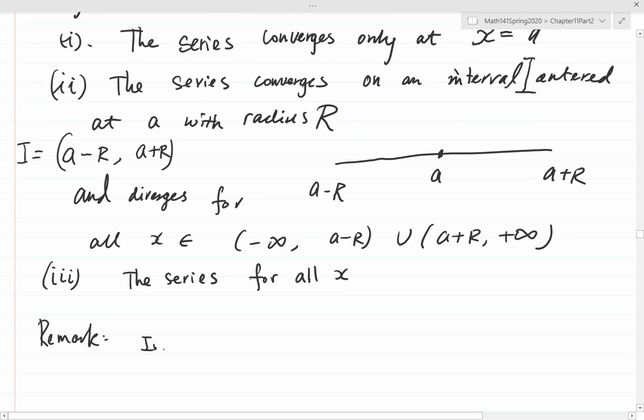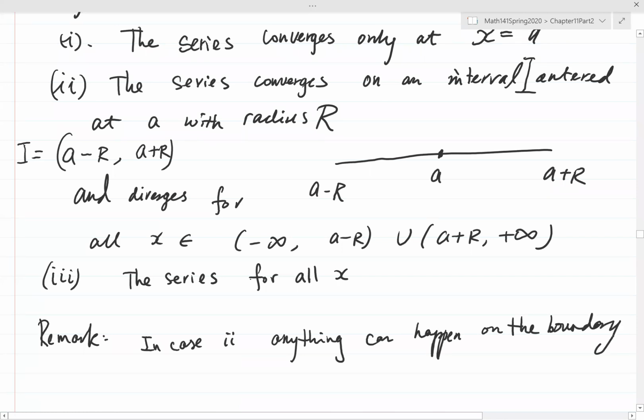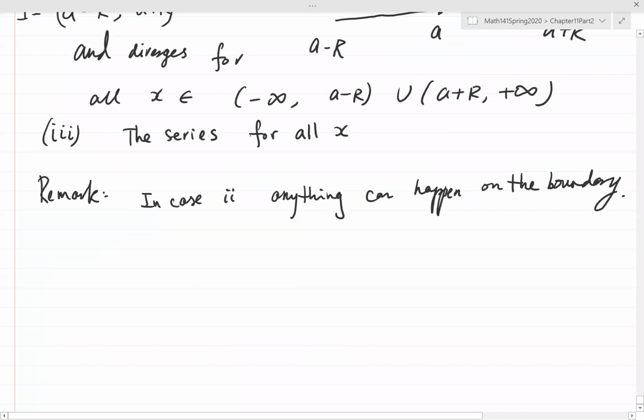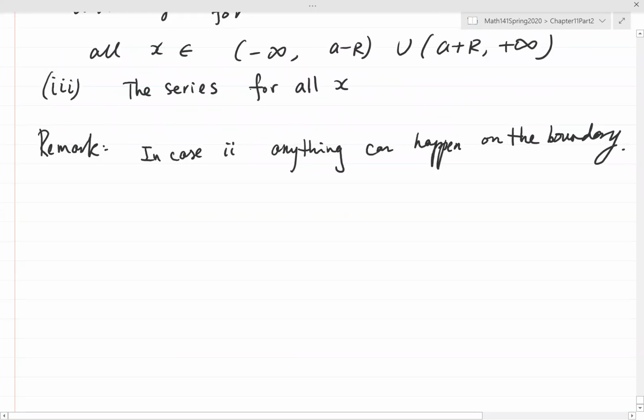So, a remark: in case 2, anything can happen on the boundary. So the convergence of power series is actually not that bad. It's totally determined. Okay, let's see some examples of these power series.